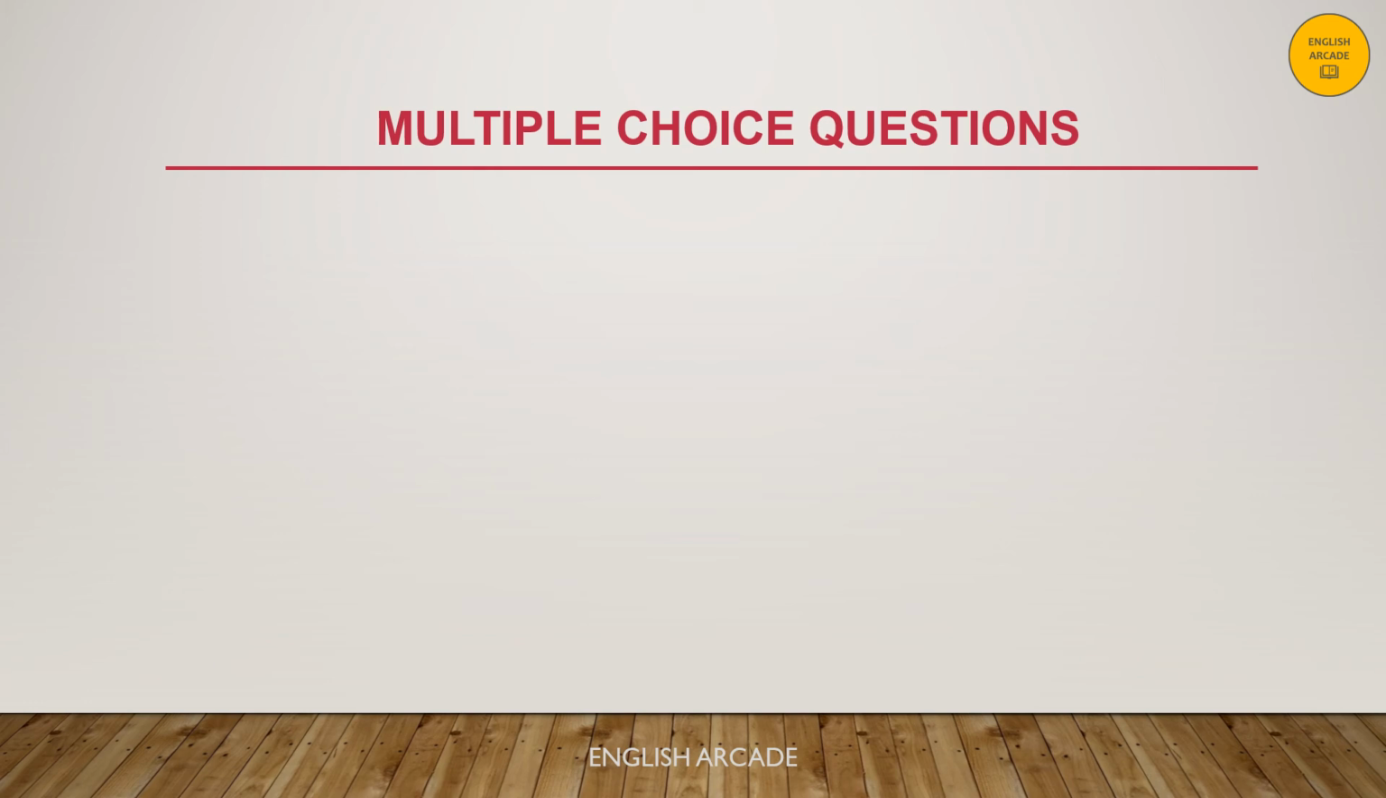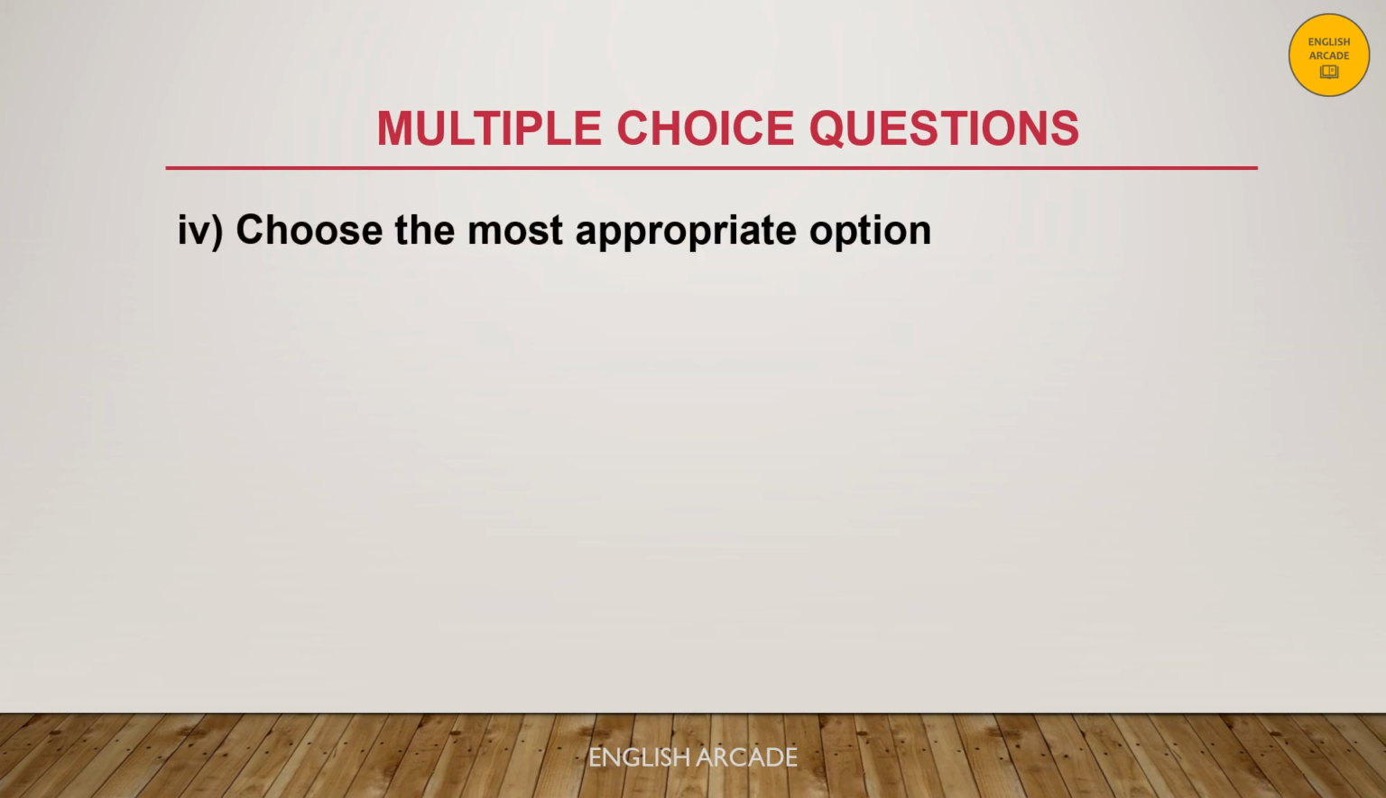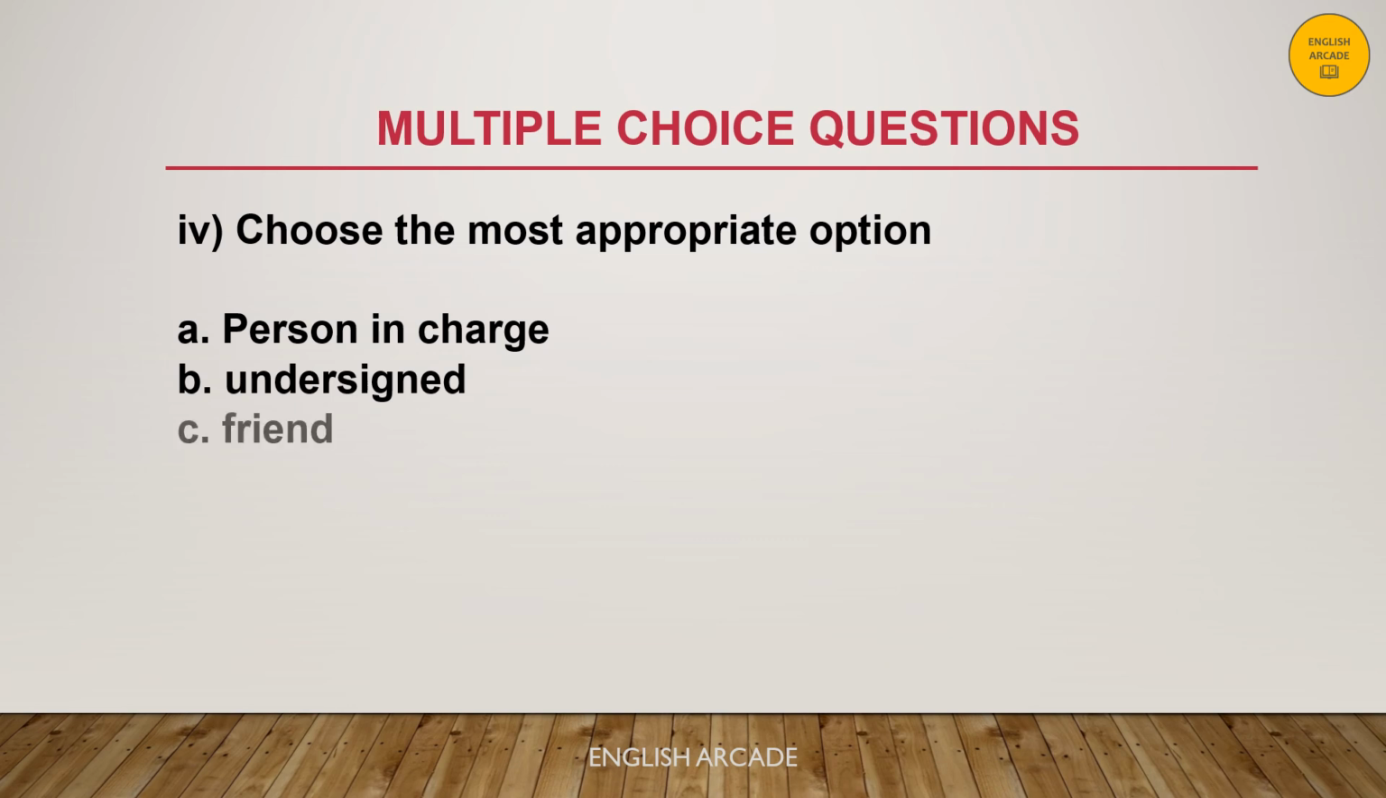Question 4. Choose the most appropriate option. So the blank was that students who are interested should give their names to dash. The options are A, person in charge, B, undersigned, C, friend, or D, anyone sensible. The correct answer is B, the undersigned. So students should give their names to the undersigned.